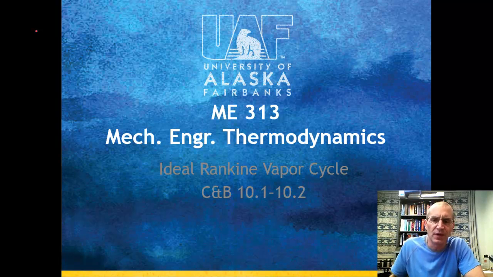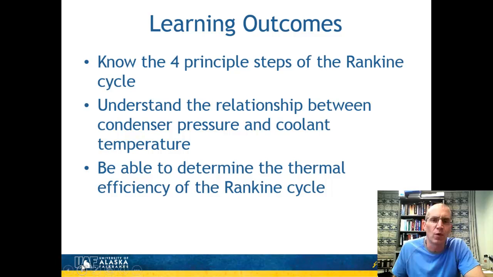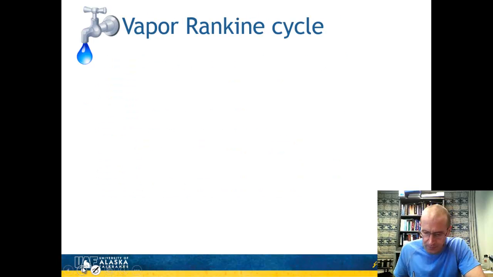The topic of today's video is the ideal Rankine vapor cycle, and the sections in the textbook are 10.1 to 10.2. Here are the learning outcomes. At the end of this, you will know the four principal steps that make up the Rankine cycle. You'll understand the relationship between condenser pressure and coolant temperature, and you'll be able to determine the thermal efficiency of the ideal Rankine cycle.